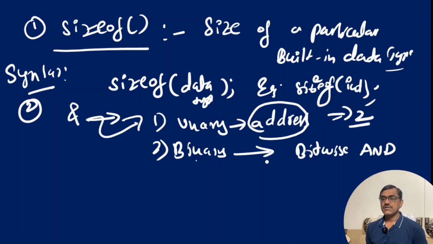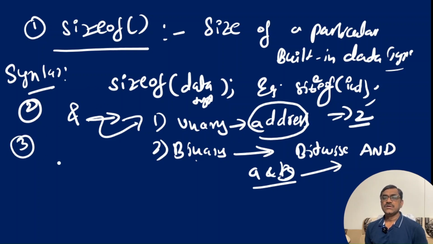Now, binary operator: for example, if I say A & B, in this case it is acting as the bitwise AND. Already we discussed bitwise AND. So here, ampersand as the address operator is not bitwise AND. So that is called special.